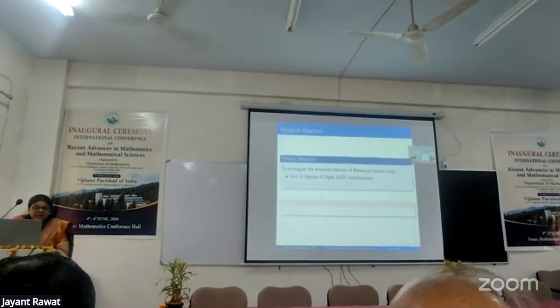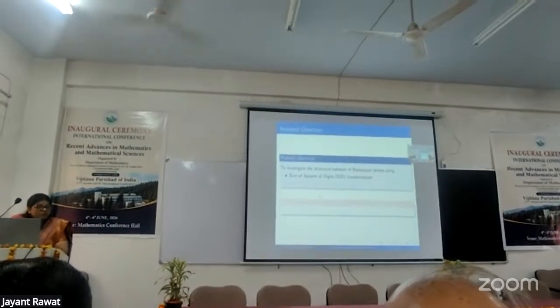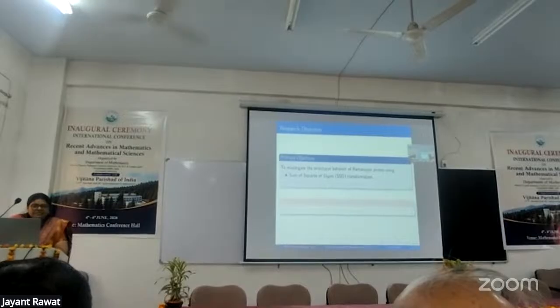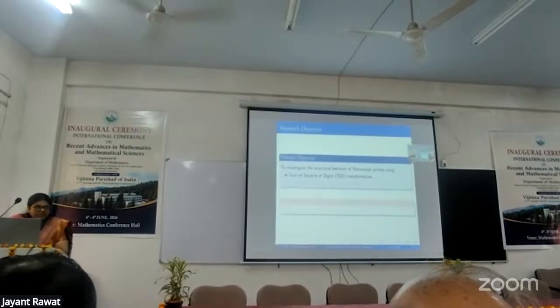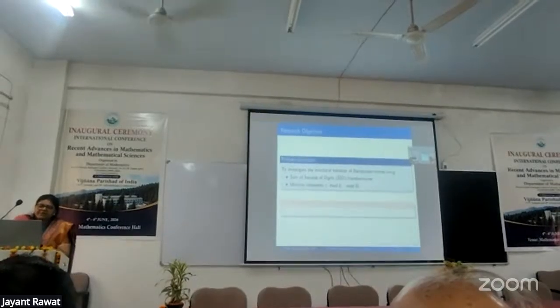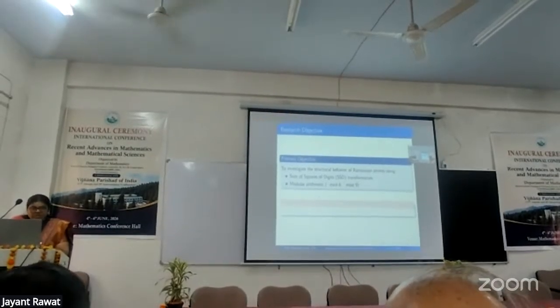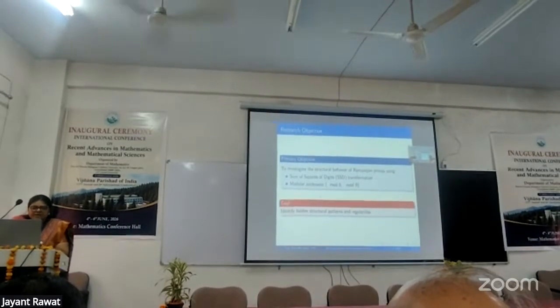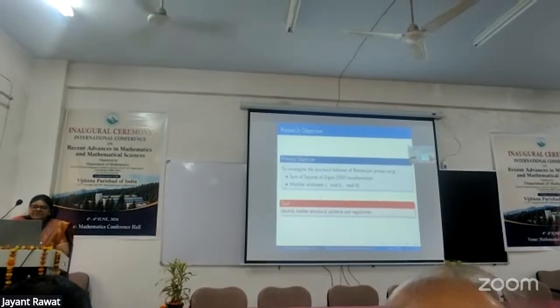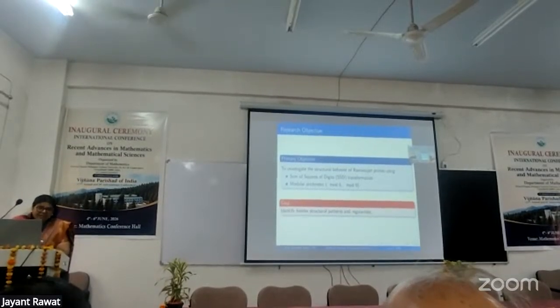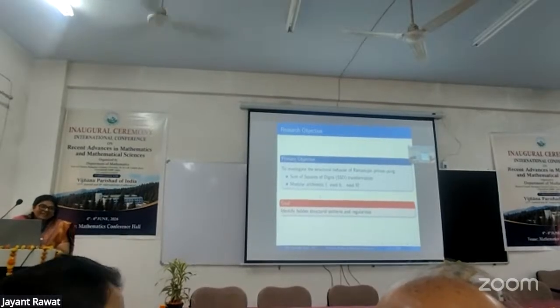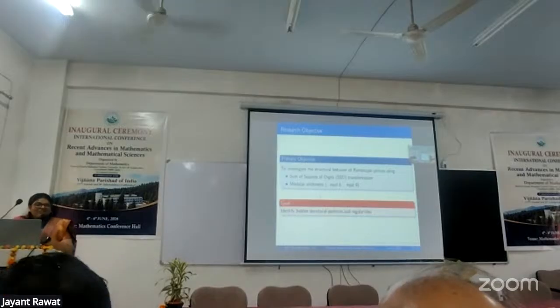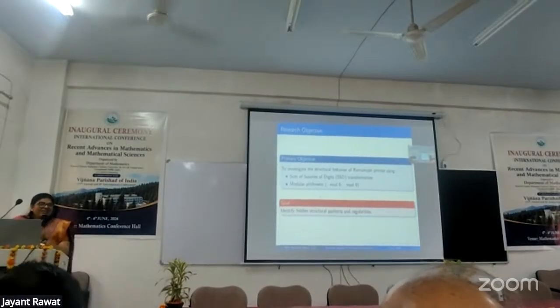So, the procedure which I am adopting to know the structural behavior of Ramanujan primes is the sum of the squares of digits, which shortly we call SST, and modular arithmetic, modulo 6 and modulo 9. I try to identify hidden structural patterns and irregularities. Actually, my field is functional analysis and operator theory. When I was asked to give this memorial lecture, in the last 2 months I wrote this and tried to find some structural pattern in Ramanujan primes.